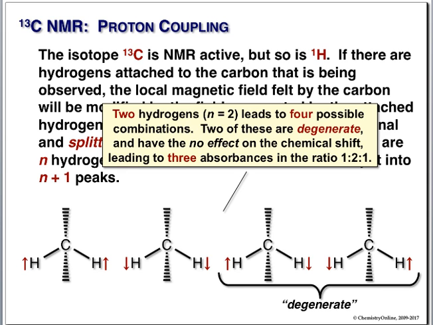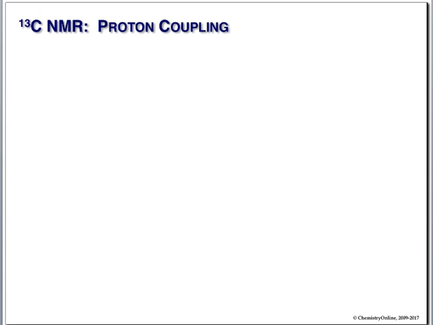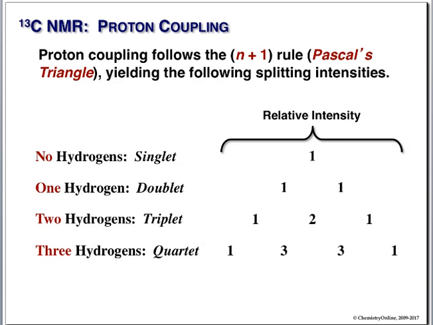It is 4 possible combinations. These 2 are degenerate. We get 3 absorbances in the ratio of 1 to 2 to 1. It's a triplet. There's something called Pascal's triangle that describes the expected splitting of a C13.